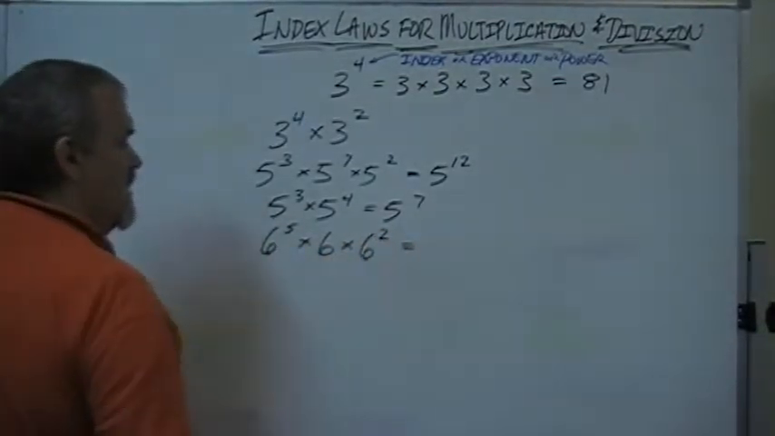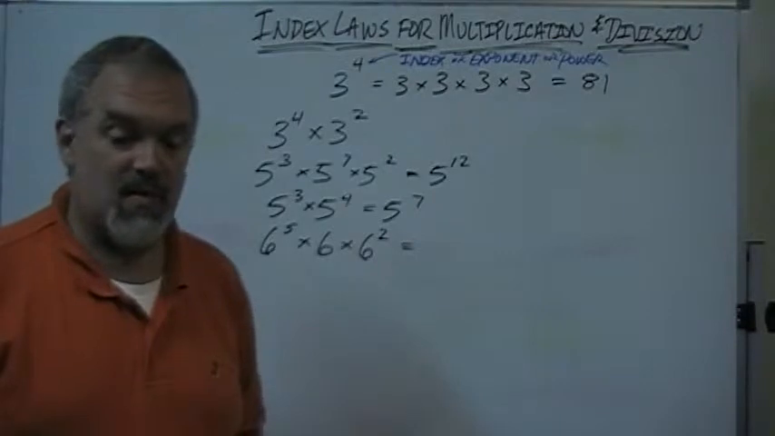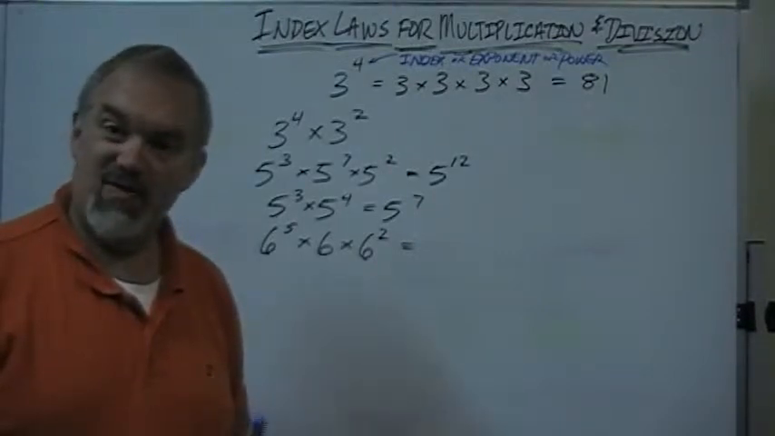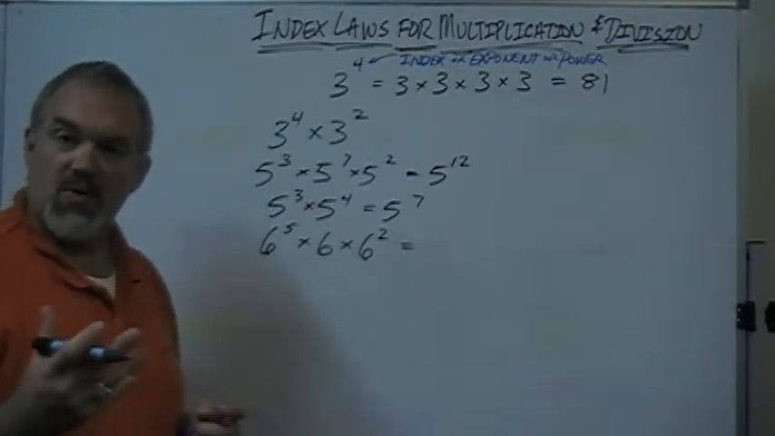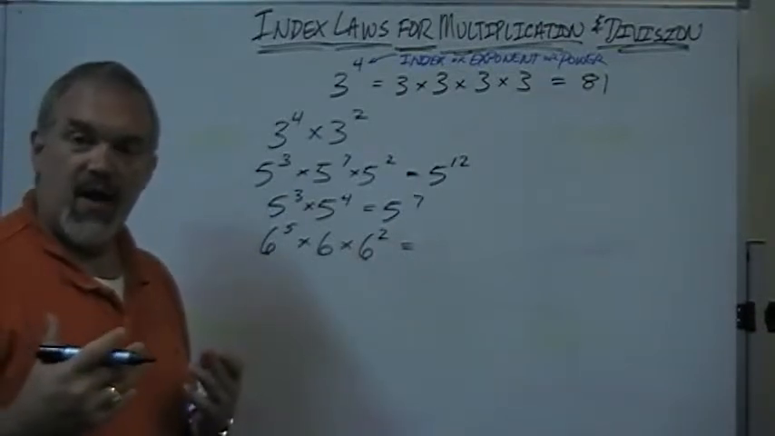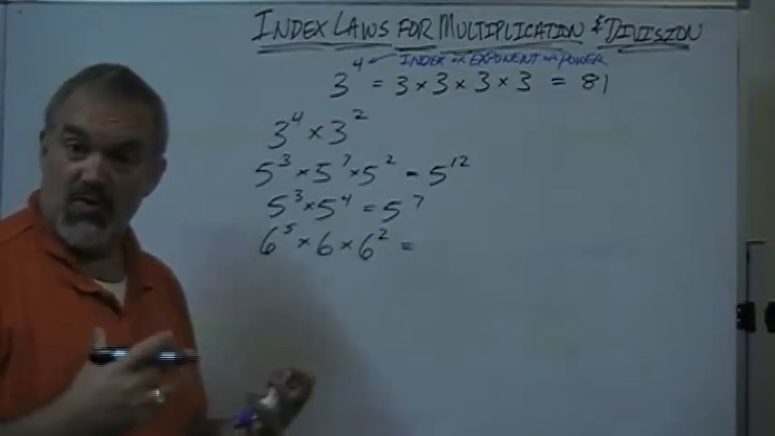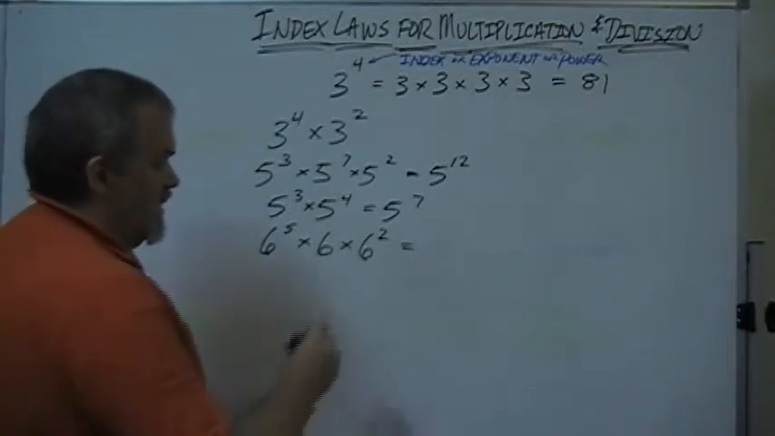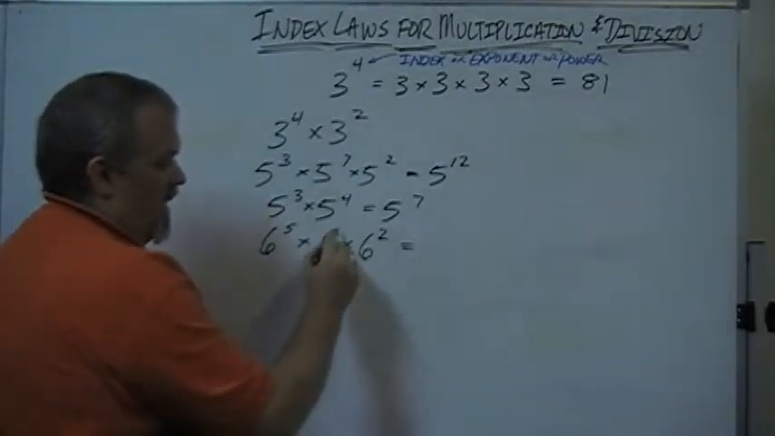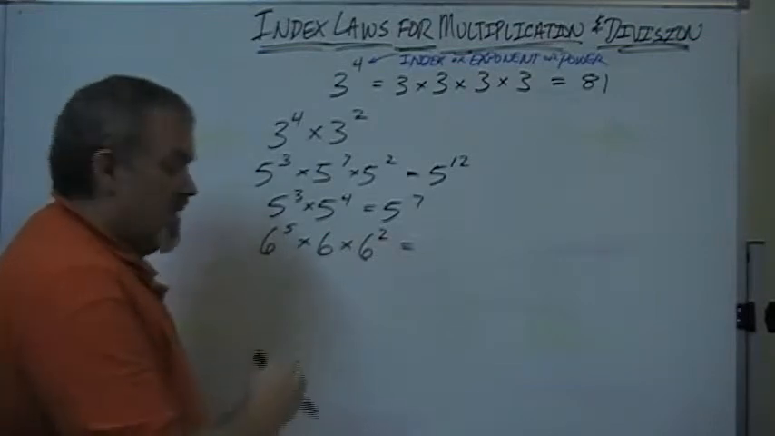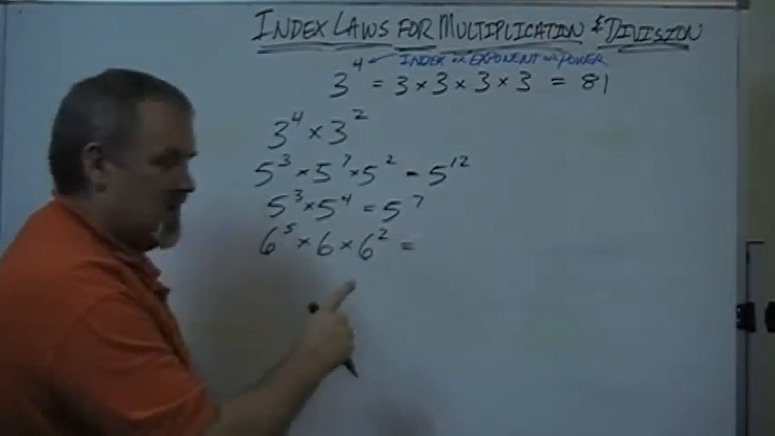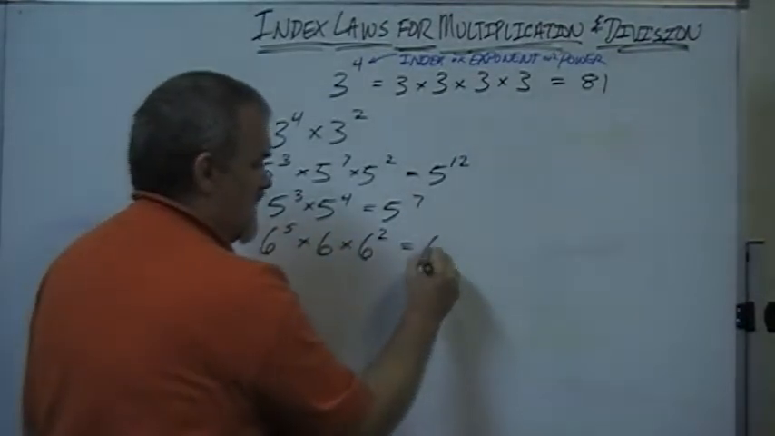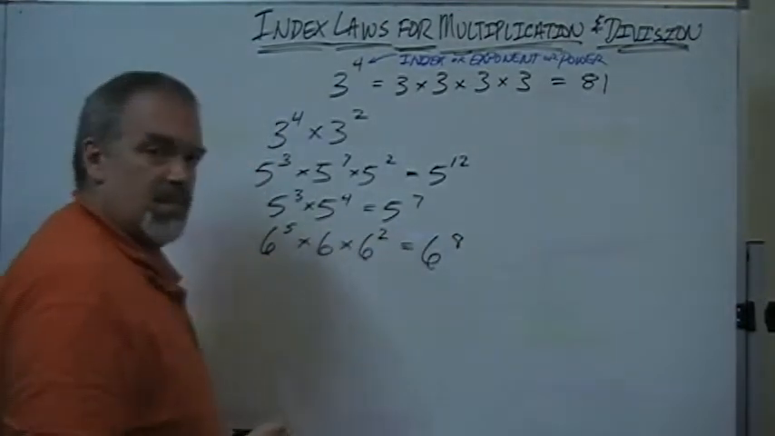equals. Now we're missing something in this one that we have to remember, and that is if there's no exponent there, then what's the exponent assumed to be? Well, I've multiplied 6, but there's no more to multiply it by, so it's just 6 to the first. If I were to write an exponent there, it would be a 1. So I have 6 to the 5th times 6 to the 1st is 6 to the 6th, times 6 squared gives me 6 to the 8th.